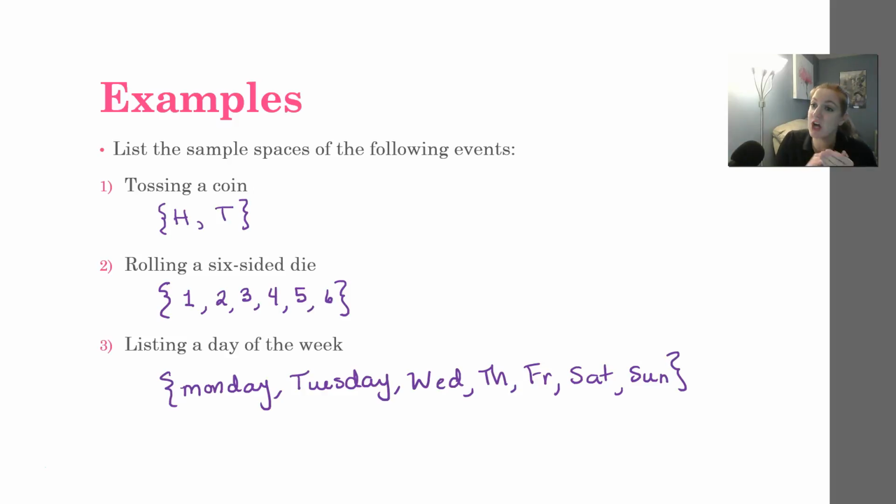Now make sure you list all of the possibilities to be a sample space. I didn't mean to erase that. Just make sure you have all possible outcomes, no matter how likely. Okay.